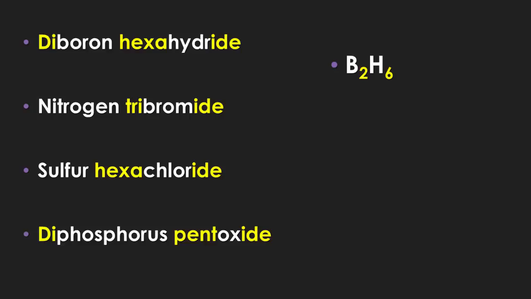Nitrogen tribromide would be NBr3. Sulfur hexachloride would be SCl6. Diphosphorus pentoxide would be P2O5. Notice that we have also dropped one of the vowels in between penta and oxide. It's proper to only keep one of those vowels. And you're never going to have 2 O's in any of these words. And it just sounds ridiculous when you try to say pent-oo-oxide.